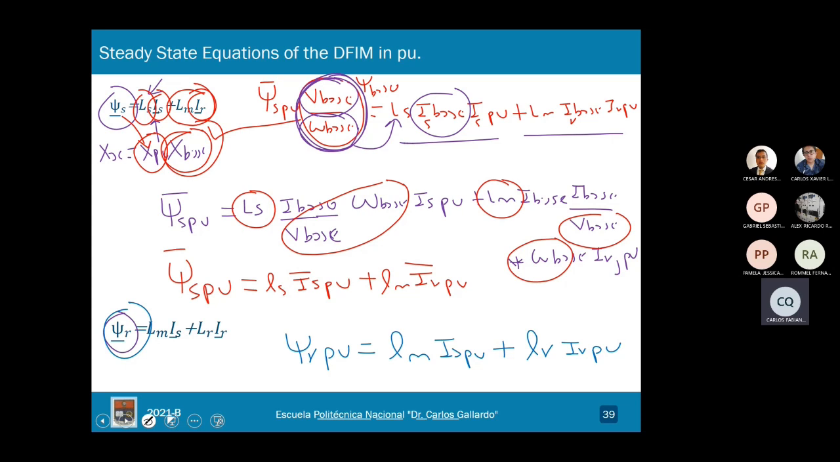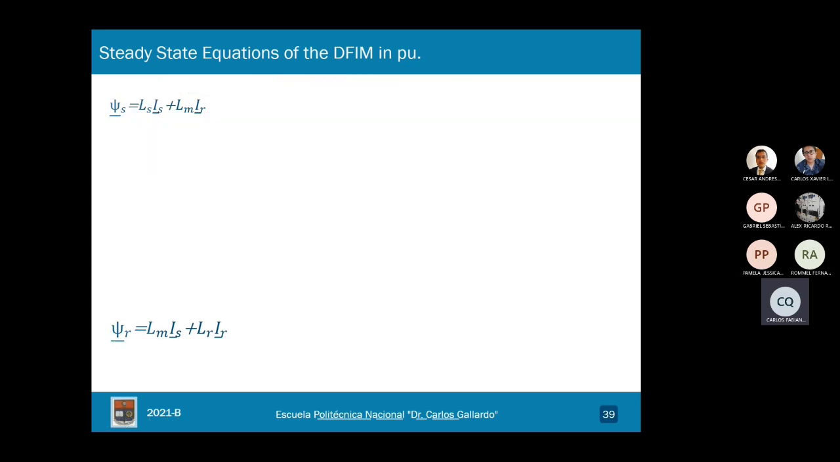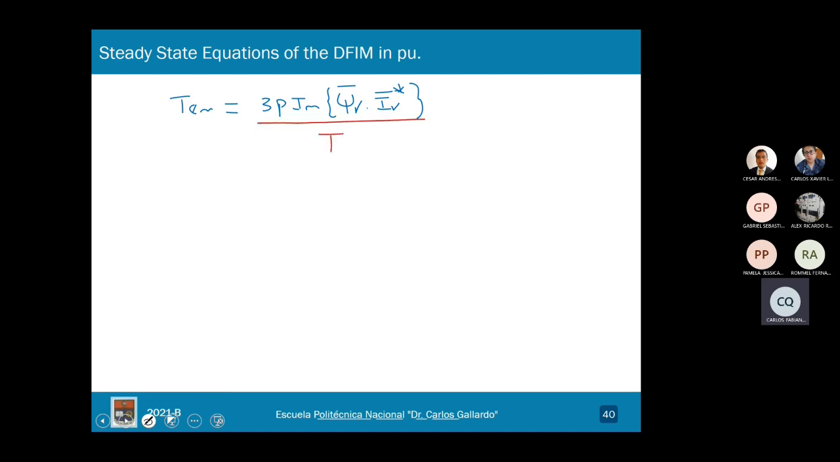So finally, for the electromagnetic torque, we have already computed it in the previous demonstration. It is 3 times the number of poles, times the imaginary part of the rotor flux phasor times the rotor current, the conjugate of the current. This is the actual value. If I want the per unit value, I need to divide by the base torque.